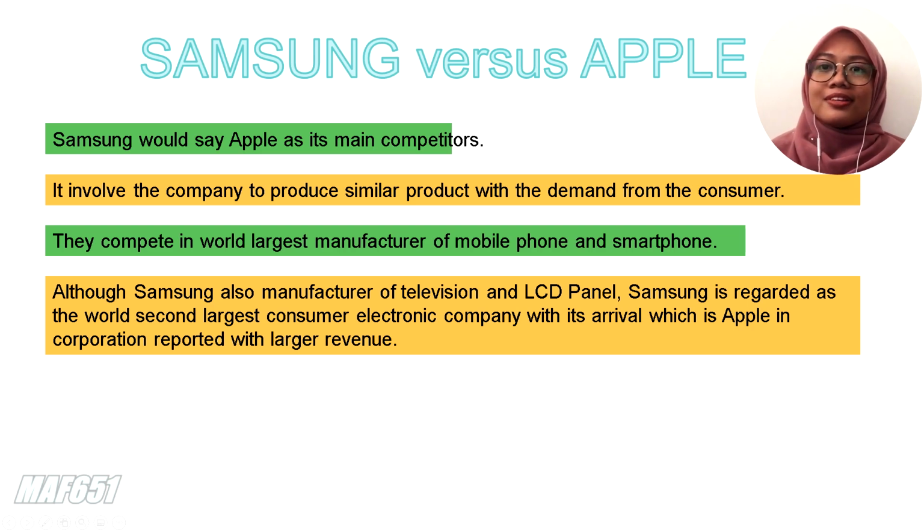Okay, let's proceed to an example of competitor analysis. It is applicable to Samsung versus Apple. Samsung would see Apple as its main competitor. It involves companies producing similar products for the demand from consumers. They compete as the world's largest manufacturers of mobile phones and smartphones. Although Samsung also manufactures televisions and LCD panels, Samsung is regarded as the world's second largest consumer electronics company, with its rival, Apple, reported with larger revenue.